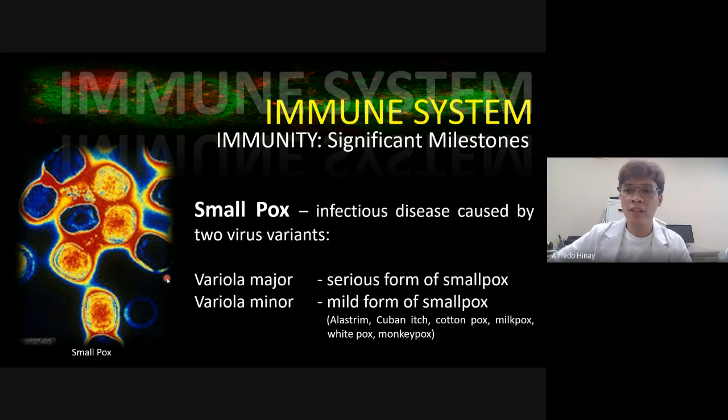For variola minor, I would like to mention this one. Under this one, you have your cowpox, you have your camelpox, you have your milkpox, whitepox, and of course, napapanahon, you have your monkeypox. The monkeypox now, in 2022, the WHO announced the global epidemic warning of monkeypox. And then in the US now, they are having active vaccination for smallpox.